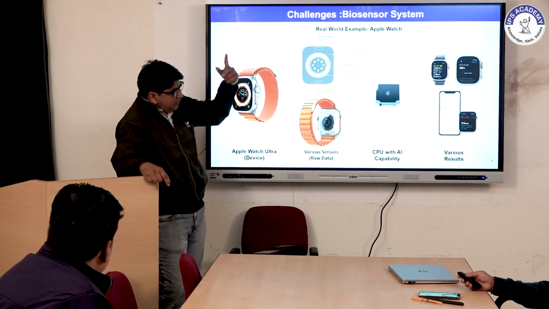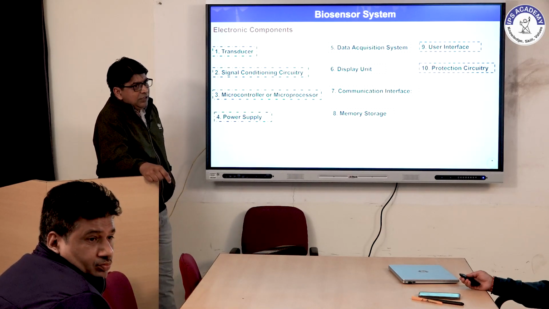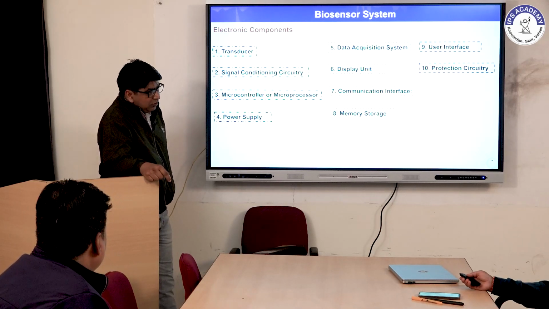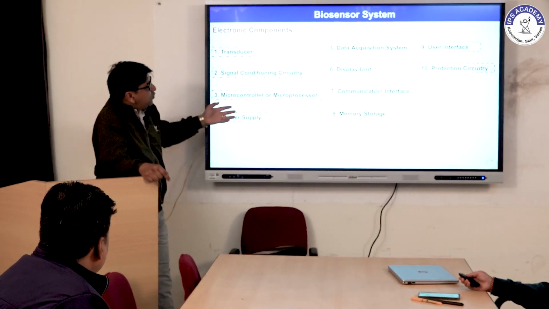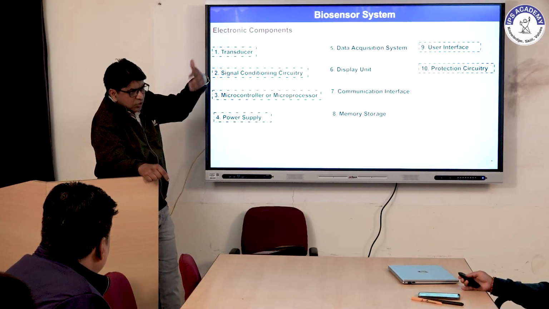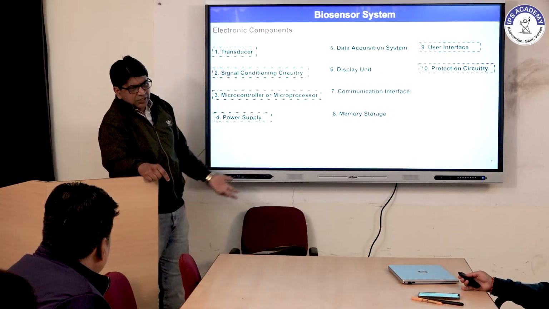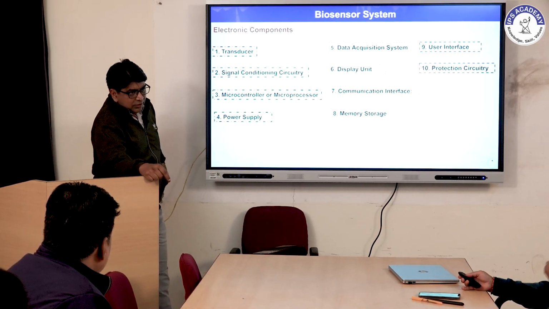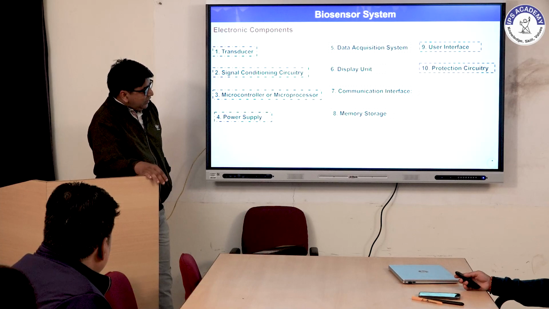This is the one example I explained last time. These are the basic electronic components when we develop a biosensor based system: transistor, signal conditioning circuitry, microcontroller, microprocessor, data acquisition system, and display unit, and electronics is also required to control the display unit. Memory is the biggest issue; 90% of the area is covered only by memory, so that is also an important part. These are the electronics. Electronics has a great impact on the system. Come to the next slide.